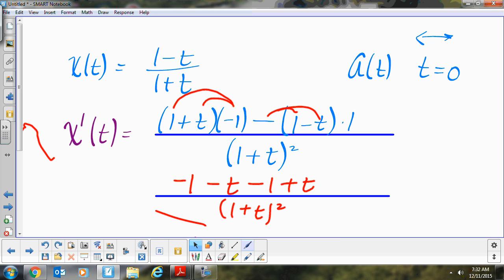All right. So the t's cancel, and this is going to be -2 over 1 plus t quantity squared. Agreed?